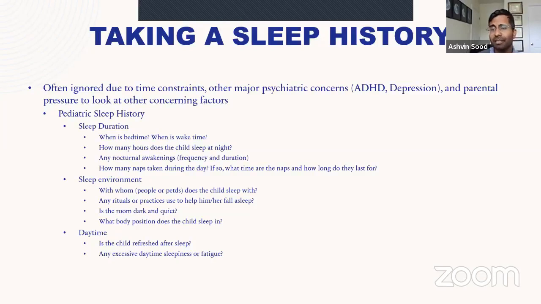And ask about the sleep environment. With whom, the people or the kids, does the child sleep with? Is it with a sibling? Is it with the parent? Is it in a bunk bed? Is it in a room with bunk beds, right? Are there multiple siblings in the room? Any rituals or practices used to help them fall asleep?